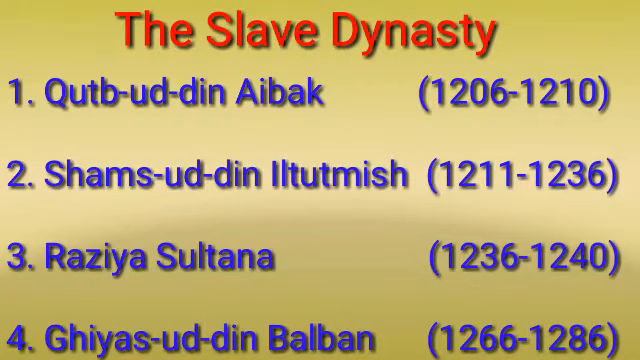Now let's learn about the important rulers of the slave dynasty, children. They are Qutb Aibak, Shamsuddin Iltutmish, Razia Sultana, Ghiyasuddin Balban. Iltutmish and Balban were the slaves of Qutb Aibak, children. And later, Iltutmish became the son-in-law of Qutb Aibak. And Razia Sultana is the daughter of Iltutmish.